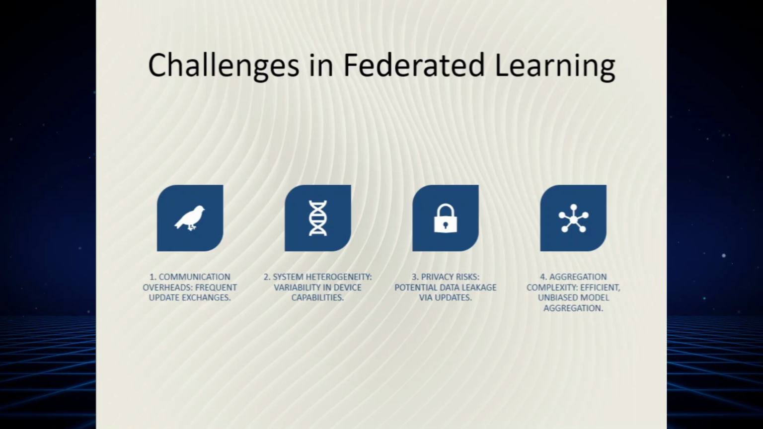4. Aggregation complexity. Fairly combining model updates from many different sources is technically difficult. Some updates may be noisy or corrupted, affecting performance. Requires smart algorithms to ensure fairness and accuracy in model merging.